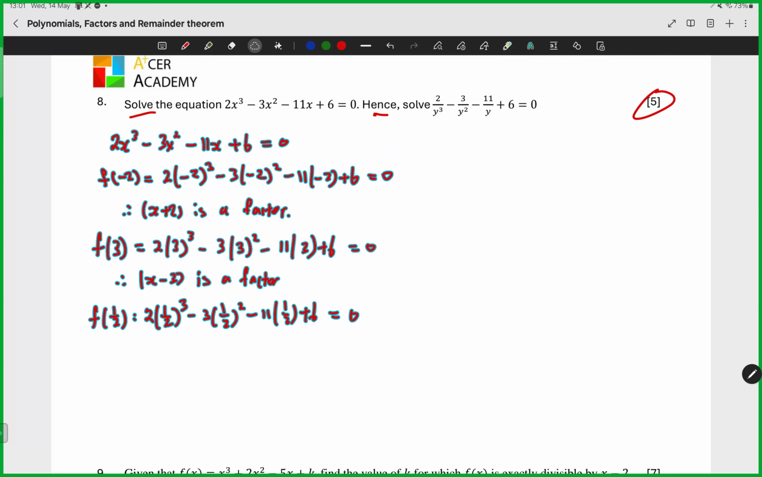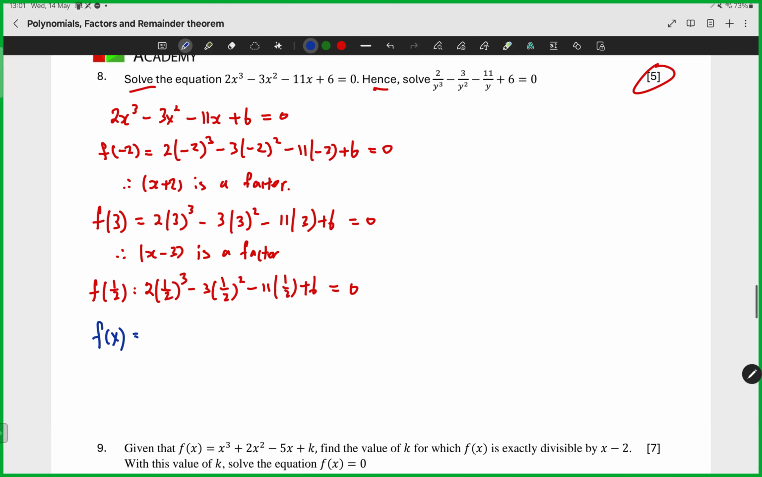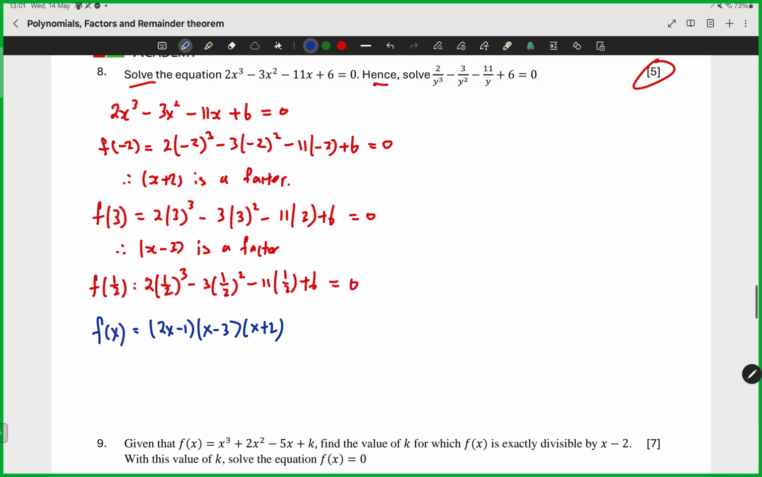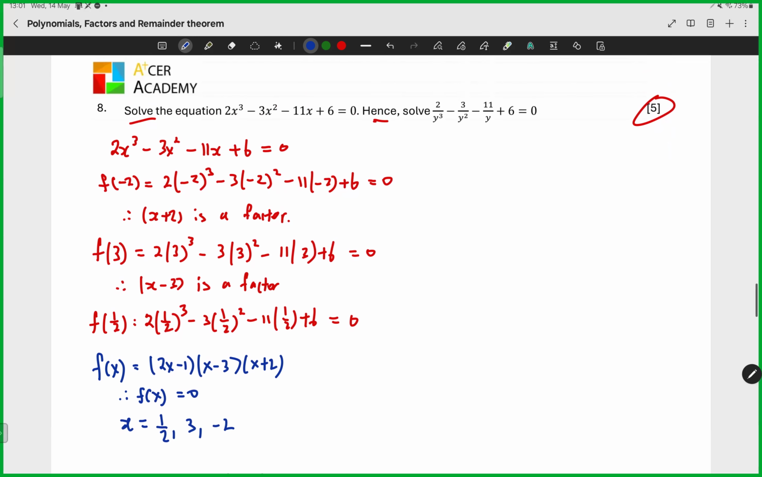If you don't want to, you can do a long division the first time, then factorize the quadratic normally. It doesn't really matter. So we can say that f(x) is made up of 2x minus 1, x minus 3, and x plus 2. Therefore, to solve the equation, when f(x) equals 0, x equals half, 3, and negative 2. Okay, so that's the first part.